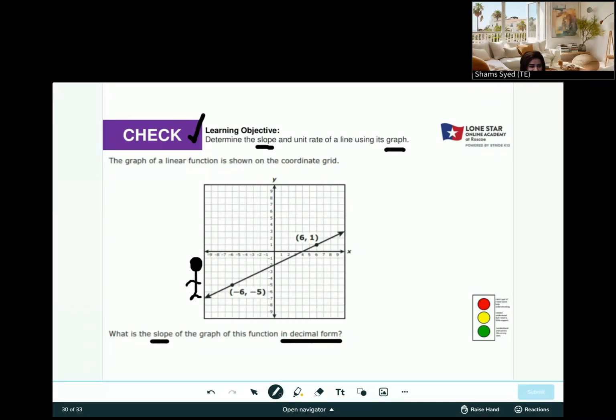I really like how Yeritzel, you put rise and then you put run. I really like how Mia did rise over run. Kayla, excellent. You have shown me mastery for today.